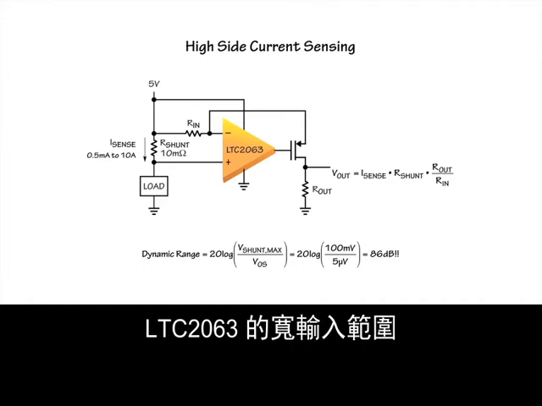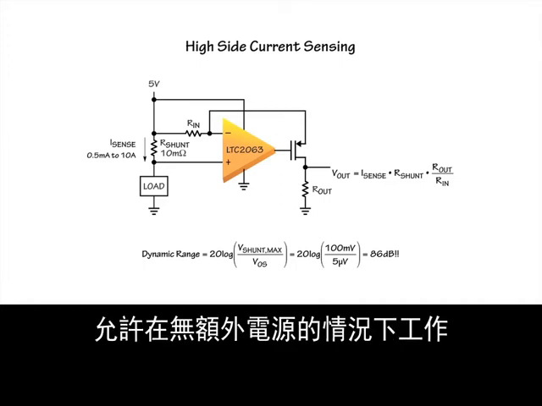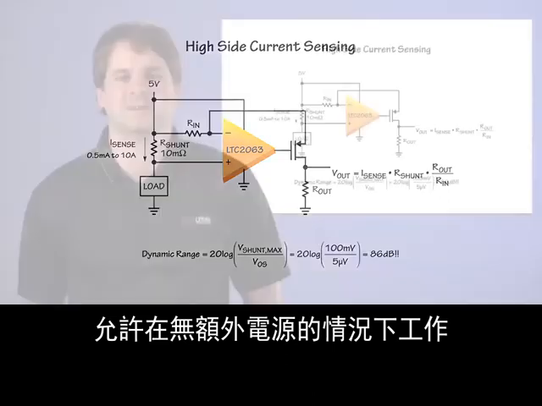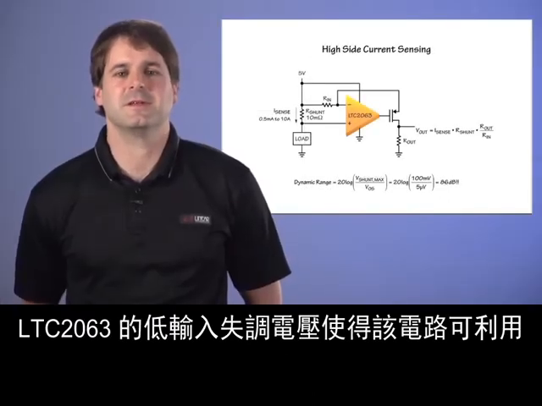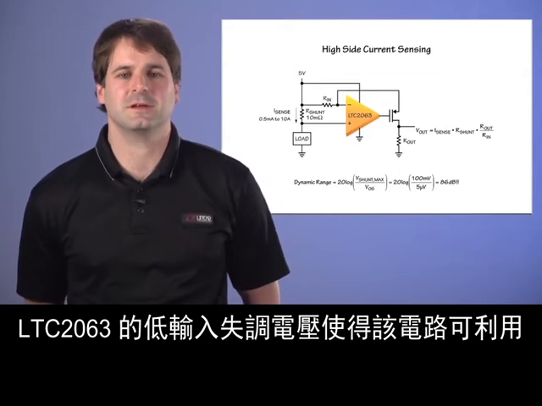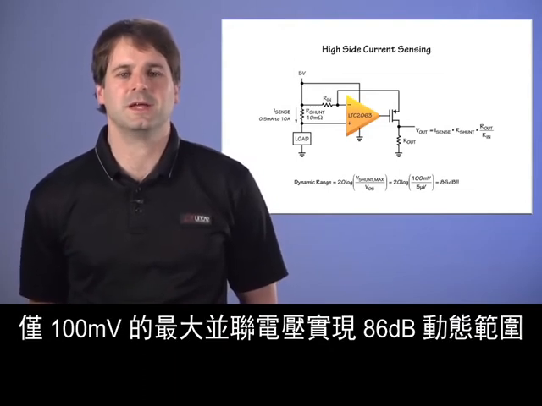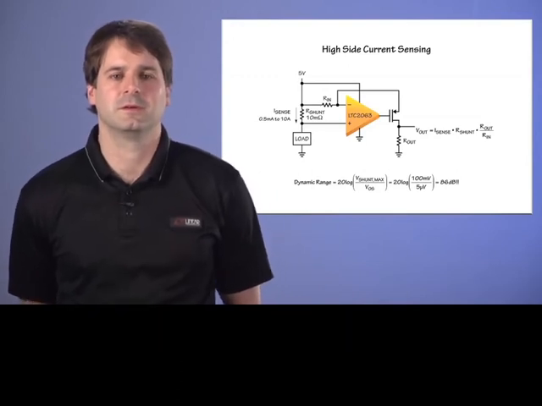The LTC 2063's wide input range allows operation without additional supplies. The LTC 2063's low input offset voltage allows this circuit to achieve 86 dB of dynamic range with only 100 millivolts of maximum shunt voltage.